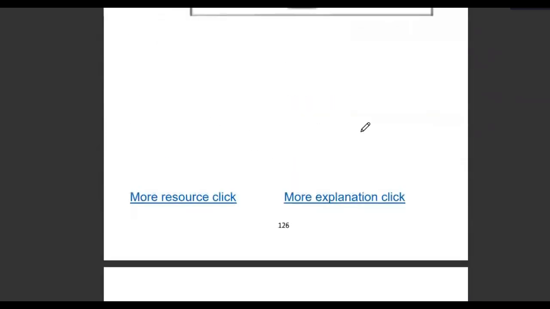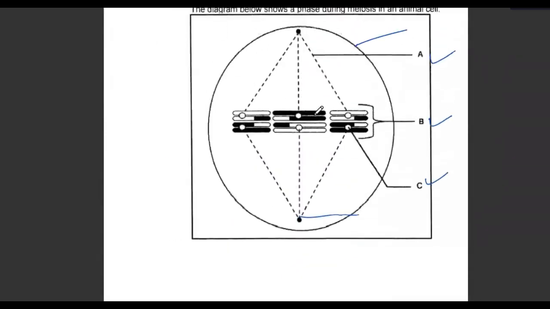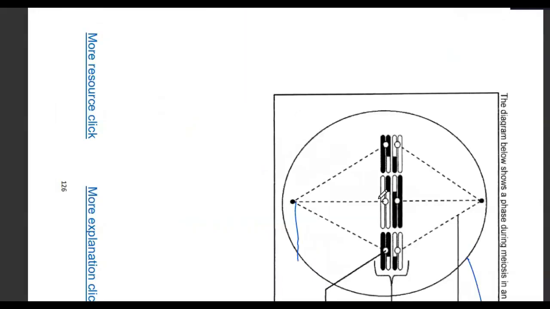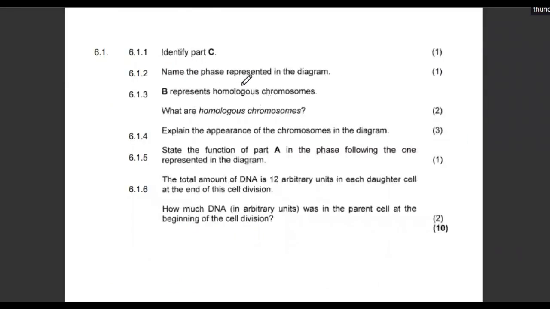Name the process in the diagram above. You see, it is metaphase. You have to turn it so that these things are on the sides. Check. You see, they're on the sides. So now you see clearly, it is metaphase. Name the process, name the phase represented in the diagram. We have seen it.